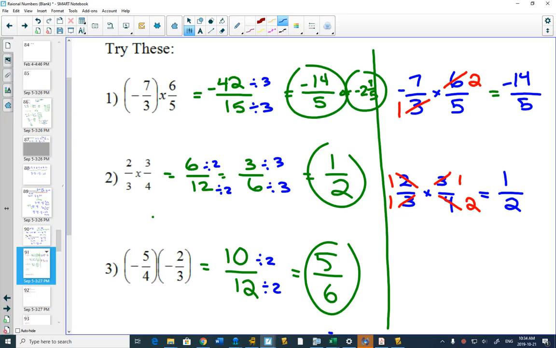Final one, negative 5 over 4 multiplied by negative 2 over 3. On this diagonal here, 2 and 4. That can simplify that fraction to 1 and 2. Then you have 5 times 1, 5, 2 times 3, 6, negative times a negative, positive.